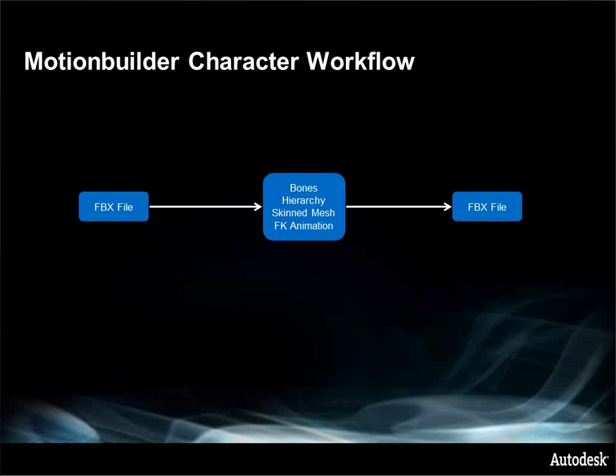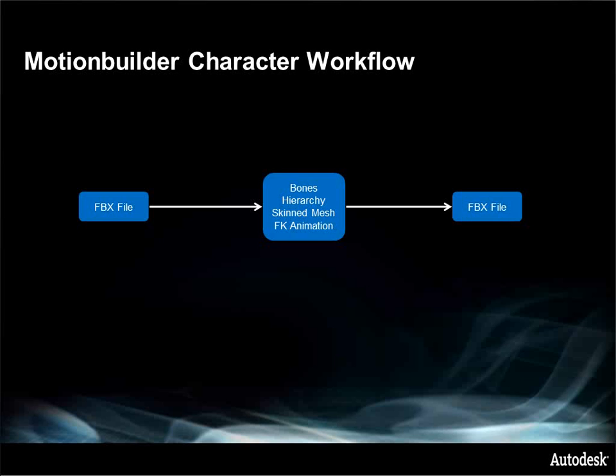So the workflow that we're going to talk about a lot today is we're going to export an FBX file out of 3ds Max containing the bones, the hierarchy, the skin mesh in some cases, and animation or no animation. We bring that FBX file into Motion Builder, we animate it in Motion Builder, and then we send back the animation as an FBX file. What's great about this workflow is that in the final FBX file, you can just save the animation. So when we bring it back inside of 3ds Max, we only care about the animation data, which is great.